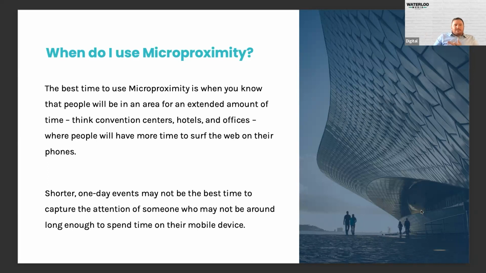Shorter one-day events are not necessarily the best time to utilize micro proximity. Think about when you're at a music festival, right? You're probably not browsing on your phone during that time. However, when you go home, you are. So that may be a better opportunity to use our look back device ID targeting rather than micro proximity real-time targeting, where I'm not going to be available on my phone.